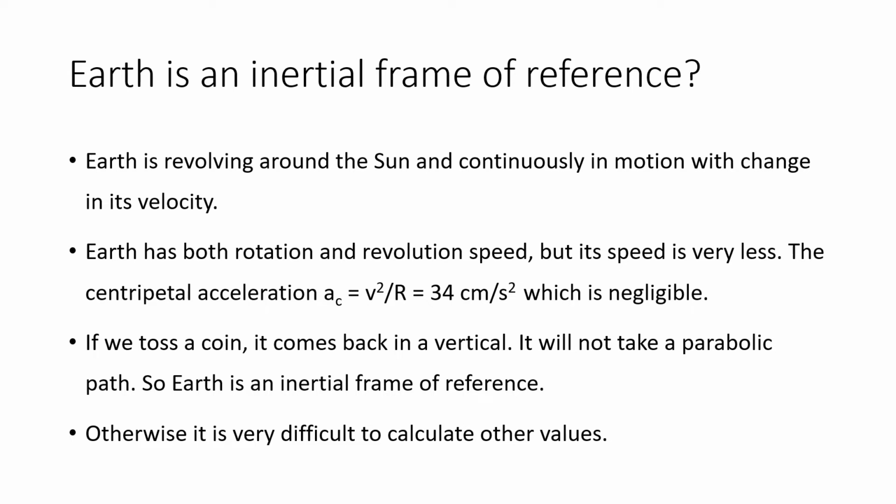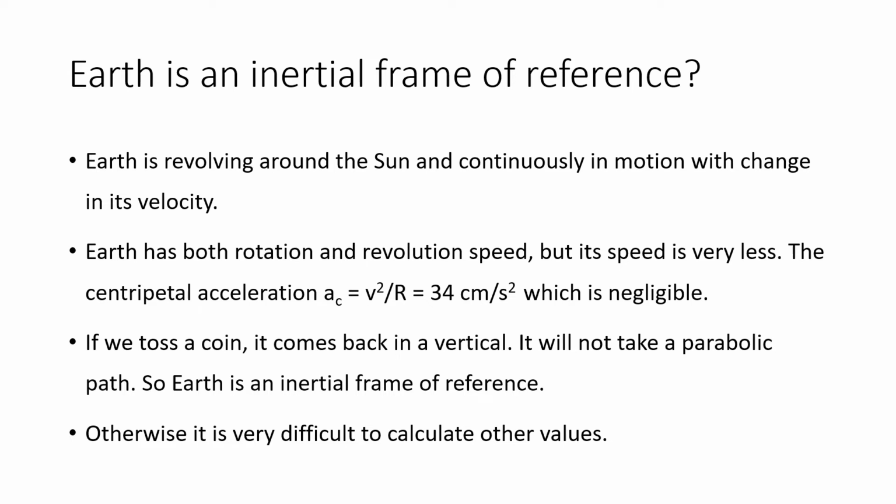The centripetal acceleration for it is 34 centimeter per second square, which is very small in amount to be observed by the objects on the earth, so we can say that it is negligible. Now we take an example. If we toss a coin, it comes back vertically, it will not take a parabolic path. So earth is an inertial frame of reference.